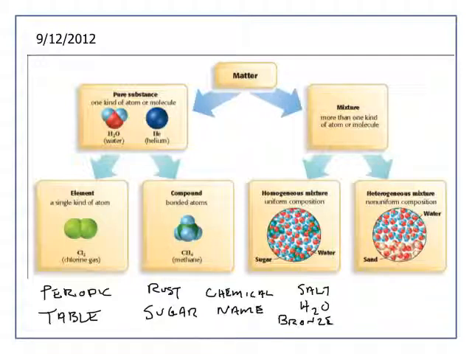Lastly, heterogeneous: anything that you can see visual differences in. So wood, because you've got the light and the dark grain. Soda, because you've got the liquid part and you've got the bubbles. Italian salad dressing, anything like that where you can visually see different parts.